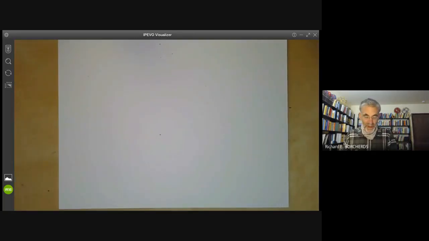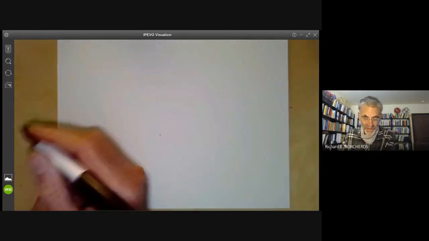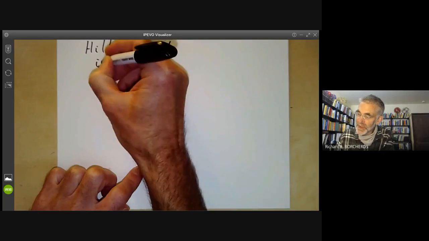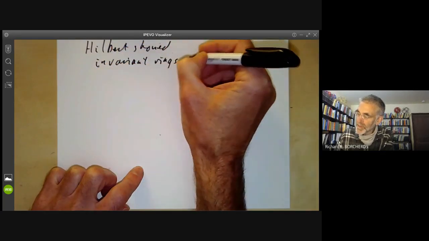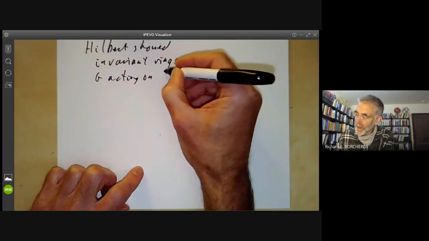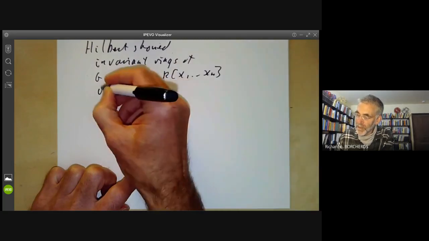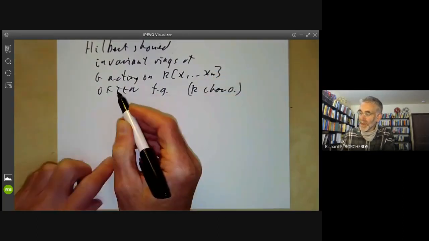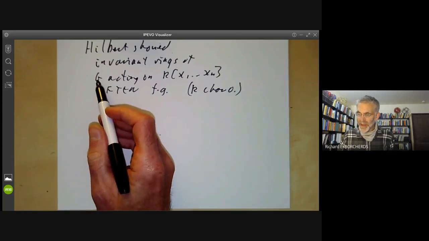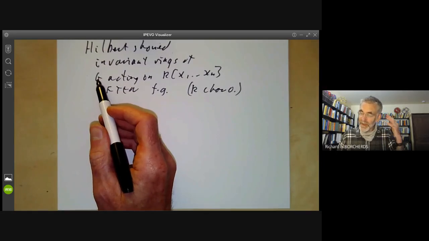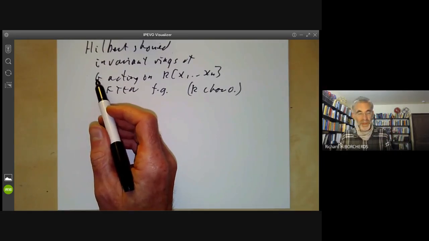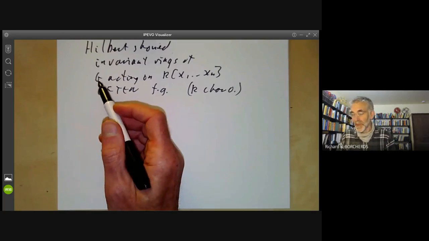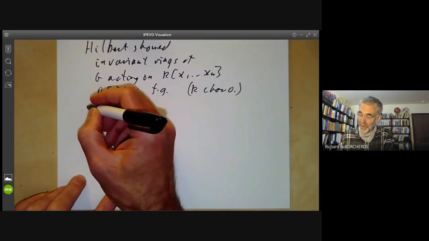I'll mention some background for extensions of Hilbert's theorem. First of all, Hilbert showed that invariant rings of G acting on K[x1, ..., xn] are often finitely generated. Here he did the case K has characteristic zero. What this means is he did it for G reductive, and he asked if this was true for all groups G and not just the ones he had covered, which were the reductive ones, included most cases of interest in invariant theory, like the special linear group and all finite groups and so on.